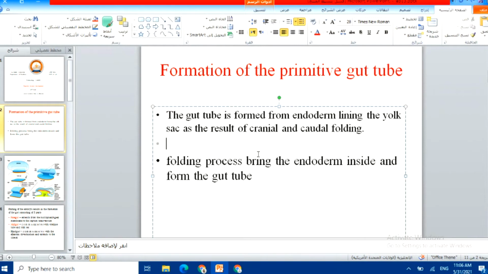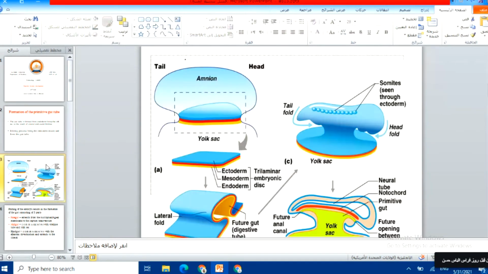Clear? So the folding process will bring the endoderm inside and form the gut tube. In this figure we can see that we have the 3 germ layers, okay, ectoderm, mesoderm, and endoderm. And above we have amnion and yolk sac. If you remember the first lectures, the third, that we explained in the first semester, we said that we have an amnion from upside, and from downside we have the yolk sac.